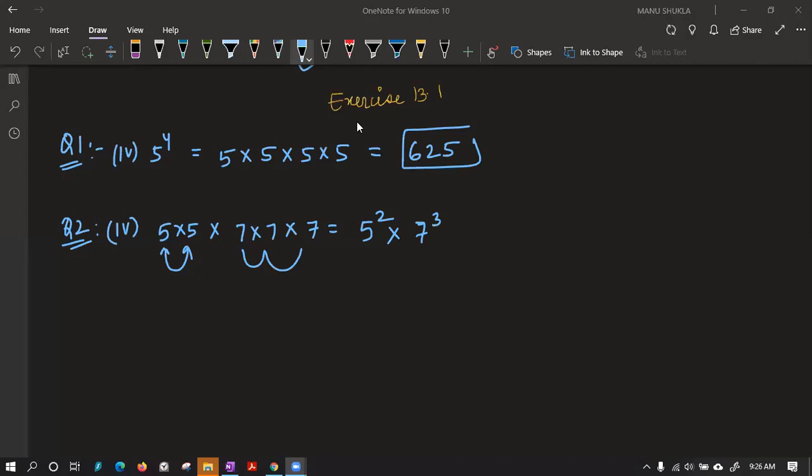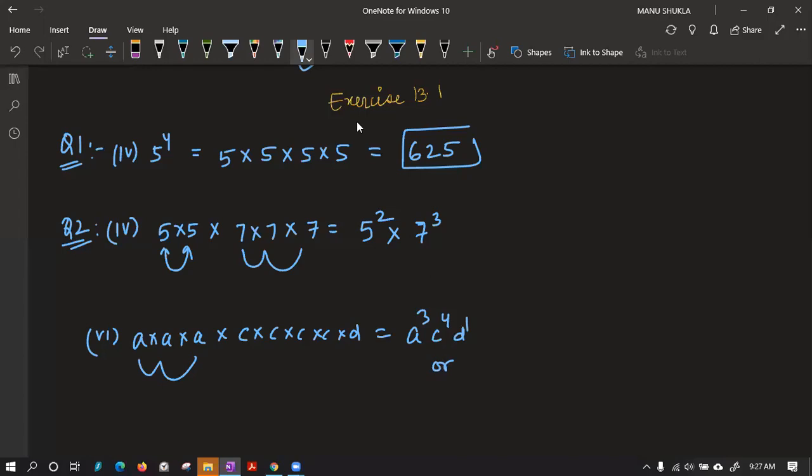I think the sixth part is not a problem for you. If you want, let me show you. A is multiplying 3 times. Then we have C getting multiplied 4 times and D multiplying only 1 time. So answer is very easy. A power 3, C power 4 and D power 1. Class, mind it, if you don't write anything in between them, it is considered as multiplication only. If you are not writing any symbol between ACD, it is automatically taken as multiplication sign. Okay, it is understood.